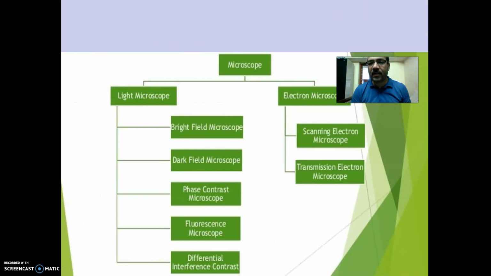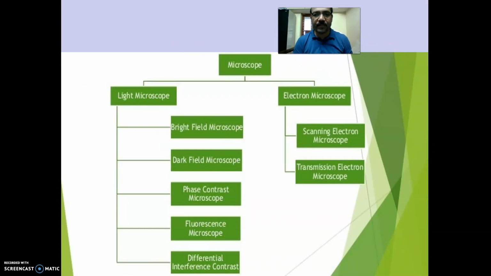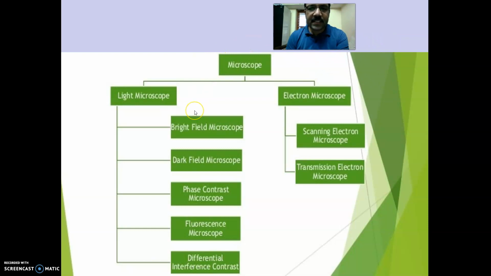This is actually the different categories of microscope. The microscopes are classified into light microscope and electron microscope. The light microscopes are again divided into dark field microscope, bright field microscope, phase contrast microscope, fluorescent microscope, differential microscope. Whereas the electron microscopes are divided into scanning electron microscope, transmission electron microscope, then one more microscope called atomic force transmission microscope, that is AFTM.